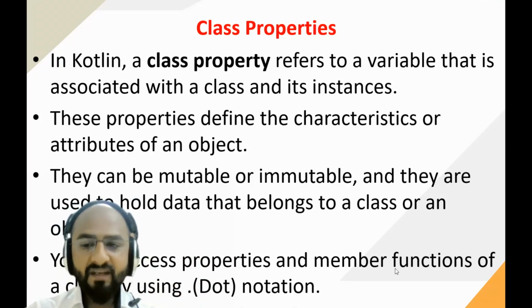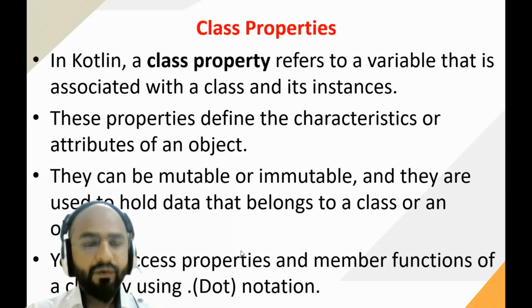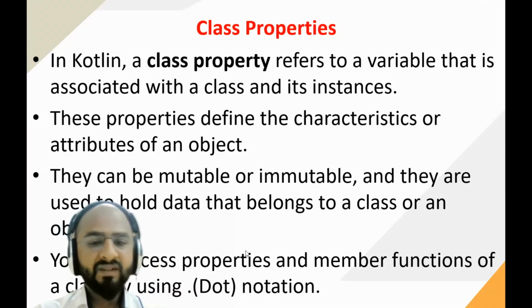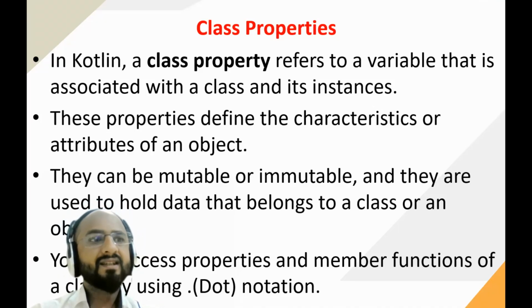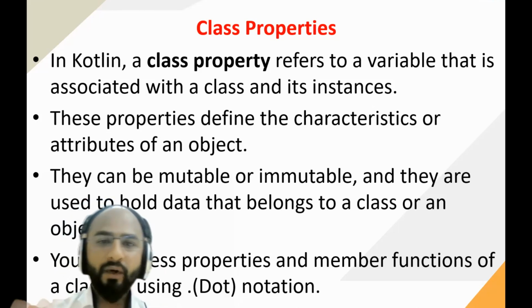You can access properties and member functions of the class by using dot notation. This is what I told you. If you have created a class, that class has its particular properties. If you want to access the class properties, you need to create an object, and by using the dot operator, you can access the property and you can call a method of the particular class. I hope you are getting the point properly.